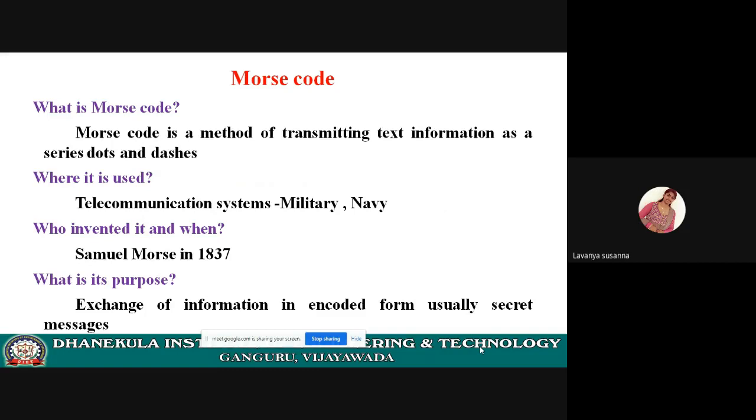For which purpose is this Morse code used? It is used for exchanging information in encoded form. Encoded means in some other format, like dots and dashes. Usually this is used for secret messages in military communication, signal communication, and it is also used in the navy.